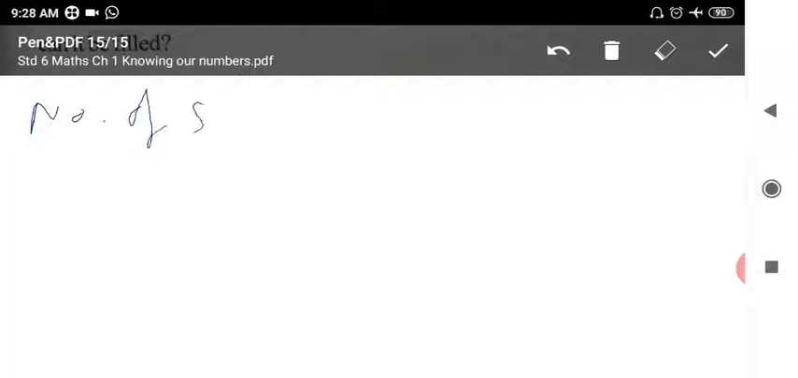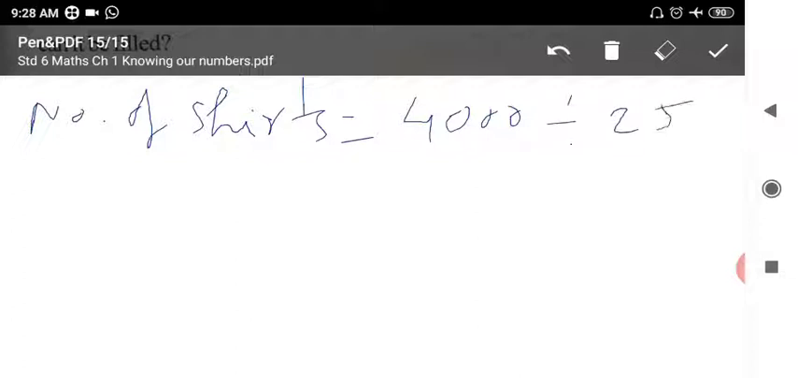How will we get the number of shirts here? Number of shirts is equal to 4000 divide by 215. 215 makes one shirt. So I will divide this 4000 by 215. So we will get the number of shirts here. Okay, so I am doing here division process. Let's see.